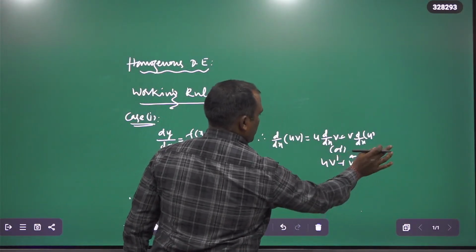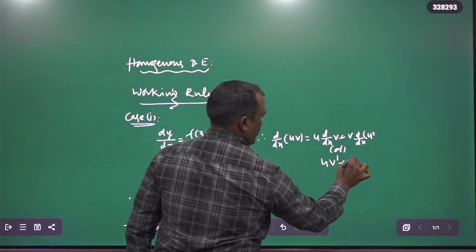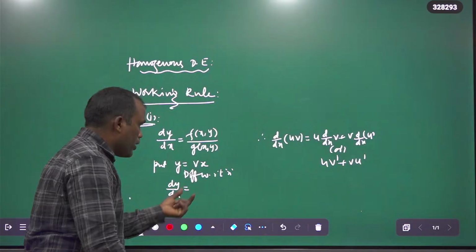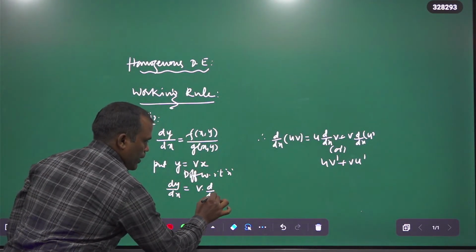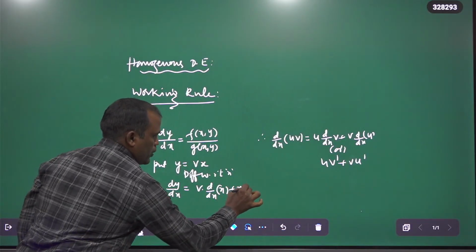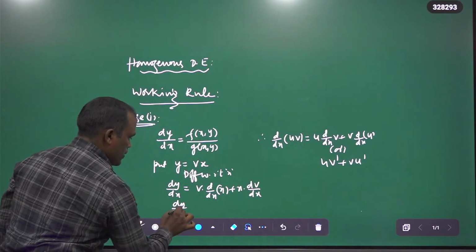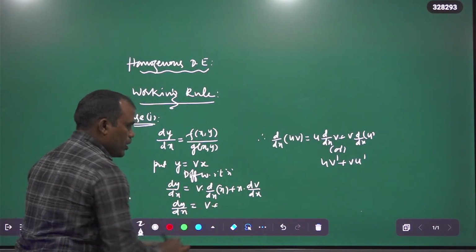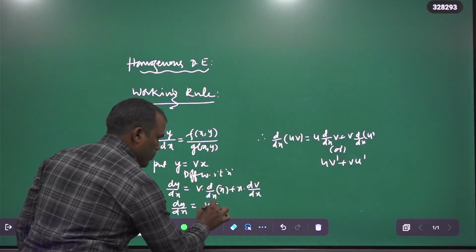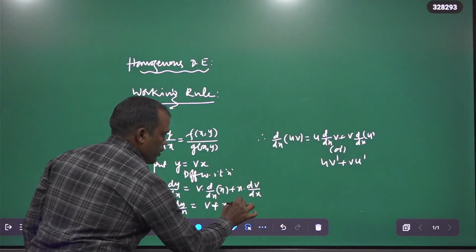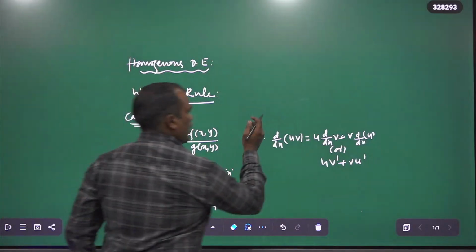Okay, uv dash plus vu dash. So we can apply the same formula here. Now v into d by dx of x plus x into dv by dx. Now dy by dx equals v plus, see, d by dx of x value is how much? 1. So 1 into v is nothing but v. Now v plus x into dv by dx. So this is the first case.